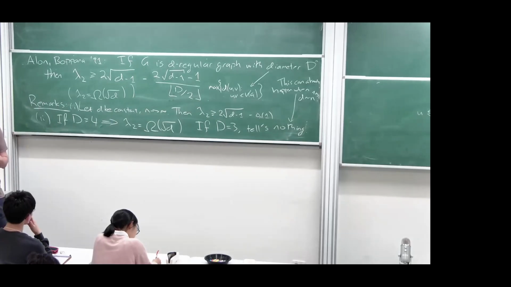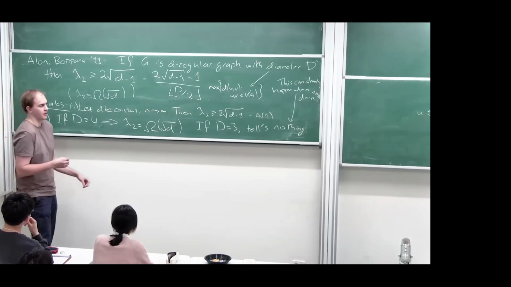Yes. We do have the condition that G is connected, right? Or we can just substitute D equals infinity and just get the one. That's a good question. We don't need connectivity, because if it's disconnected, then the second largest eigenvalue is already d.